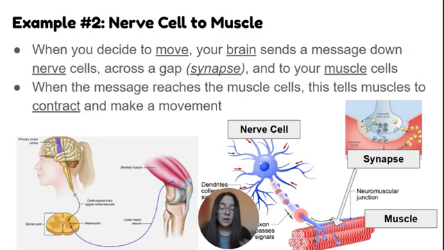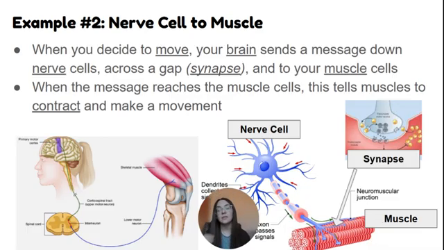Okay. Now let's look at a second example. So this is communication between nerve cells in the brain and muscle cells. So every single time you decide to move, your brain sends a message down nerve cells. Here's nerve cells from the brain across what we call a synapse, which is just a gap between a nerve cell and a muscle cell. This is a close-up view of a synapse. It's just a little gap. Okay. And then from the synapse, it goes to the muscle cells, or muscle tissue is shown here.